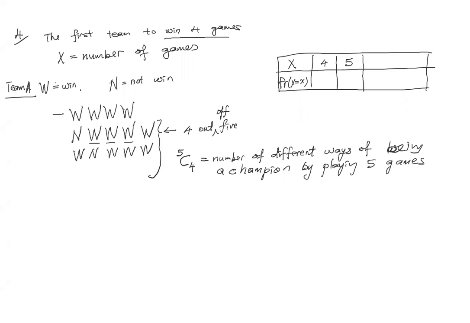So you got how many different ways? 5C4? Can anyone tell me what is the answer? 5. So there are 5 different ways. That means you lose the first game, you win the following 4 games. Or you win the first game, you lose the second game, and you win the other 3 games. Do you understand what I mean? Or it can be like that. So they are altogether 5 different ways. You can go and list it out.